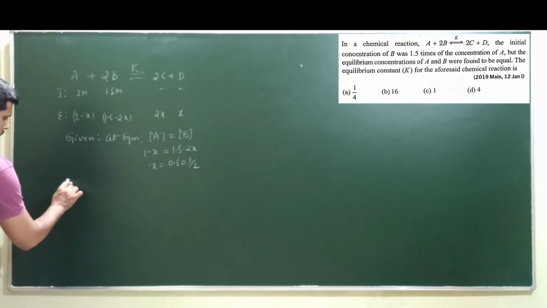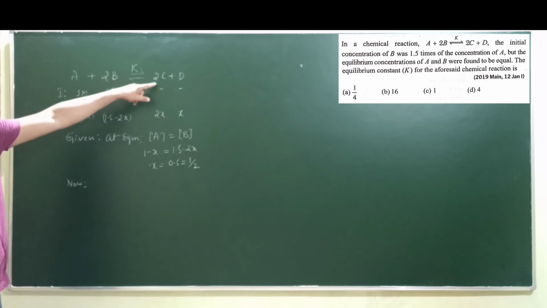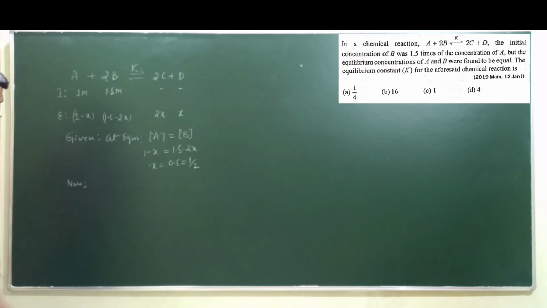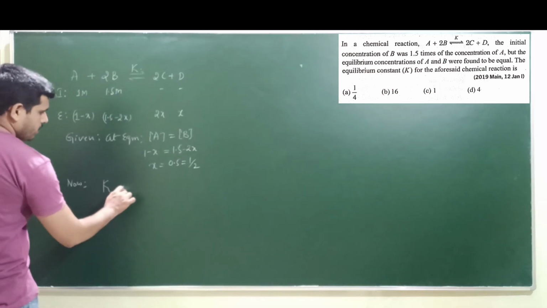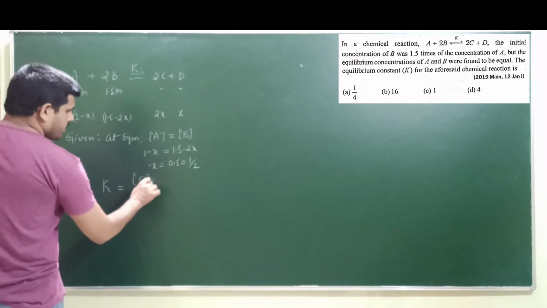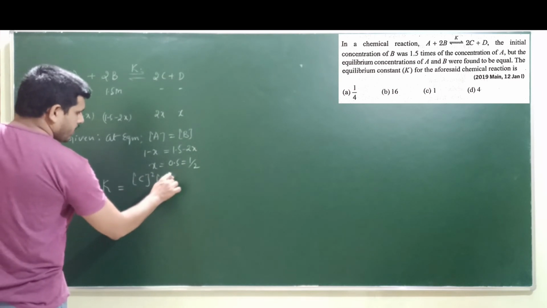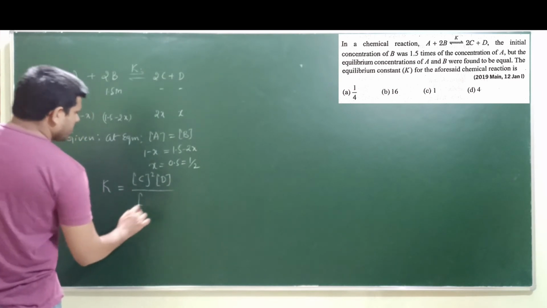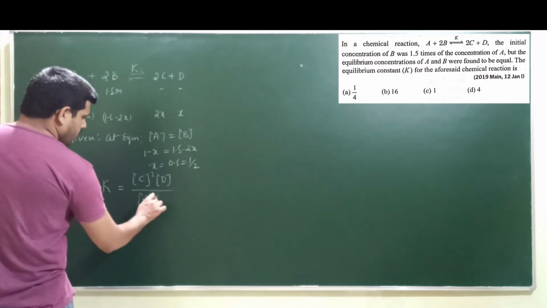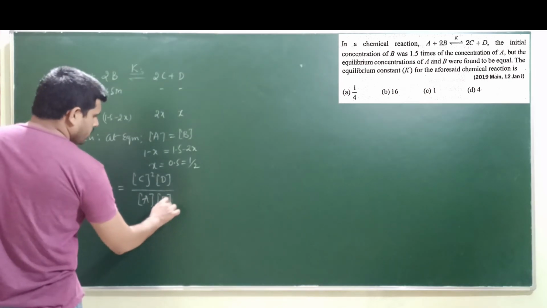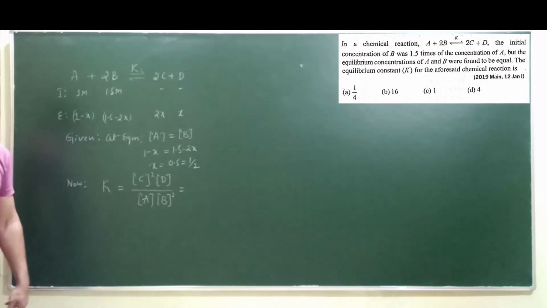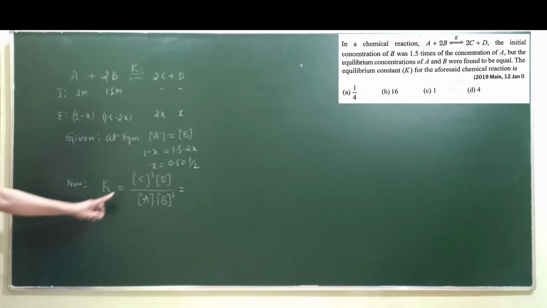Now K is equal to, we know the equilibrium constant is the product of the molar concentrations of the products to the molar concentrations of the reactants. So now K is equal to the concentration of C square into the concentration of D divided by the concentration of A into the concentration of B to the power 2. Yes, you substitute the given concentrations there, isn't it? So when you do that, what happens, dear students?